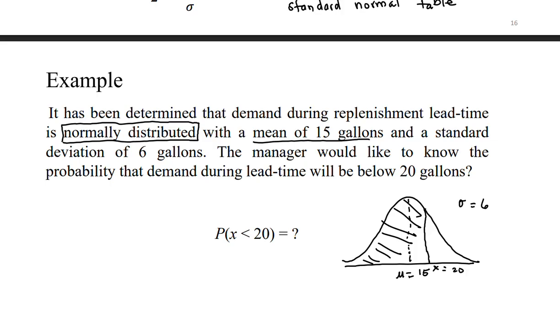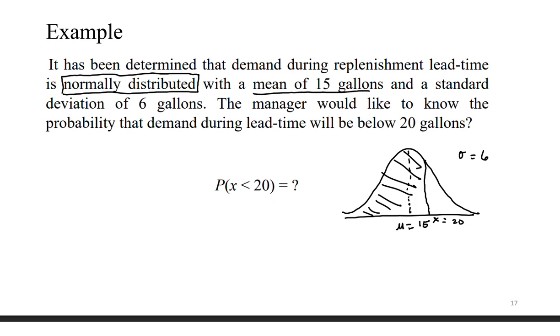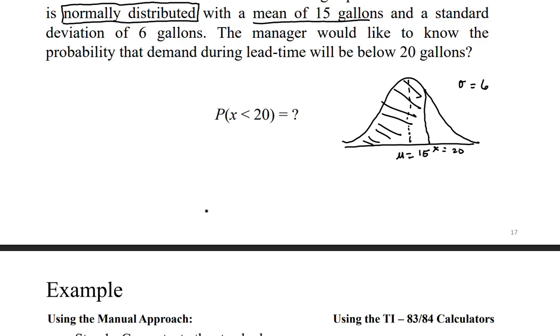To calculate probability for any normal distribution, we need 3 numbers. We need the mean, which in our example here is 15. We need a standard deviation, which is 6, and we need a value of X, which is 20. So we are going to find the probability that X is less than 20, which means this area under the curve right here.